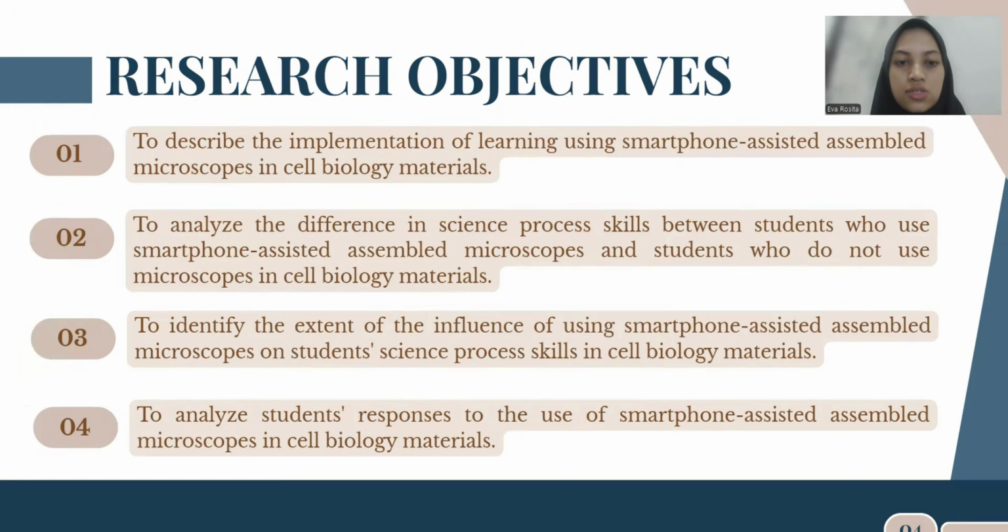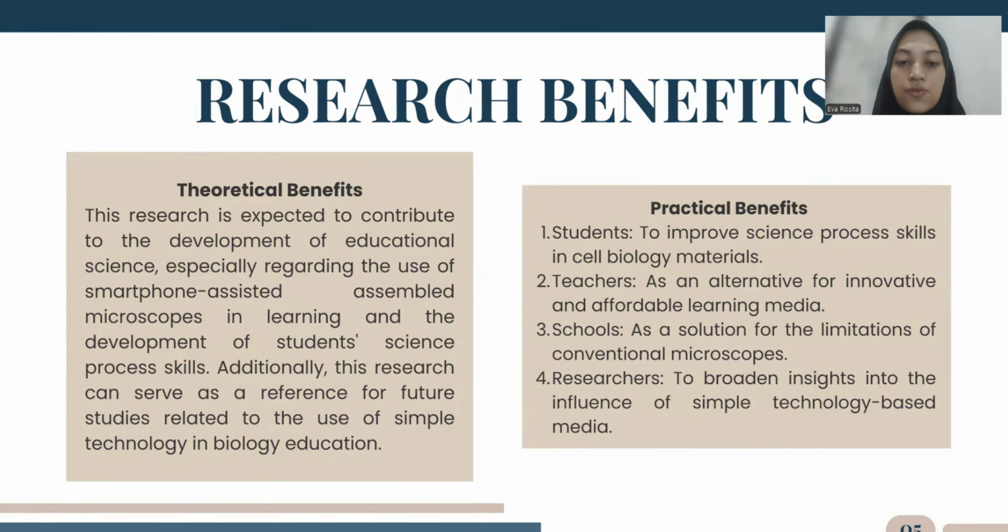Based on these questions, the research objectives are: first, to describe the implementation of learning using smartphone assisted assembled microscope in cell biology materials. Second, to analyze the difference in science process skills between students who use smartphone assisted assembled microscope and those who do not. Third, to identify the extent of the influence of using smartphone assisted assembled microscope on students' science process skills in cell biology materials. Fourth, to analyze student response to the use of smartphone assisted assembled microscope in cell biology material. The study provides two main benefits: theoretical benefit and practical benefits.